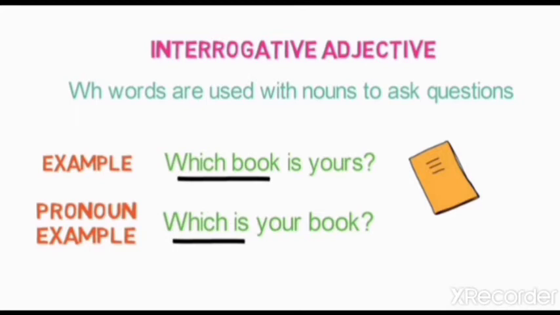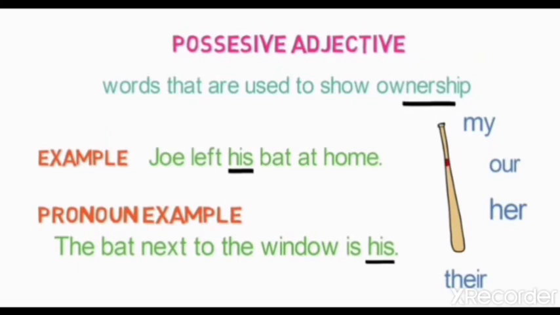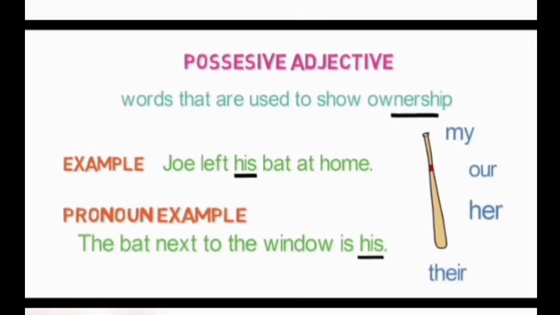Now, let's look into the last, sixth type of adjective, which is possessive adjective. These are the words that are used to show ownership. Note the word ownership. For example, Joy left his bat at home. Here, his is used to show us that it is his bat. So, it is a possessive adjective. Some more examples of it are my, our, her, and their.